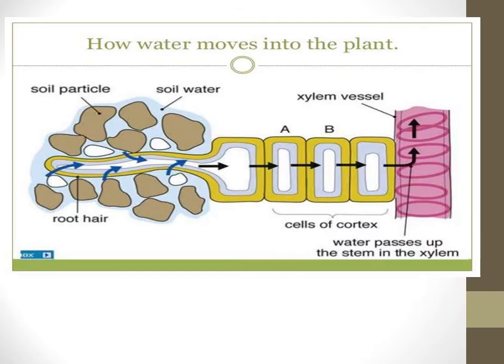Next slide. How water moves into the plant. This is a diagrammatic representation of how the water moves. You can easily see that there are certain soil particles and the water is present in the soil. This water is simply getting diffused into the root here. And now this is sucked up into the cortex of the cells of the root. Then it is moved up into the xylem vessels.